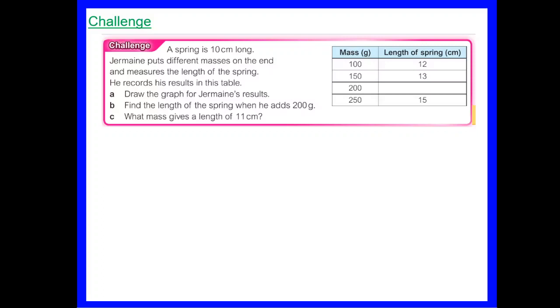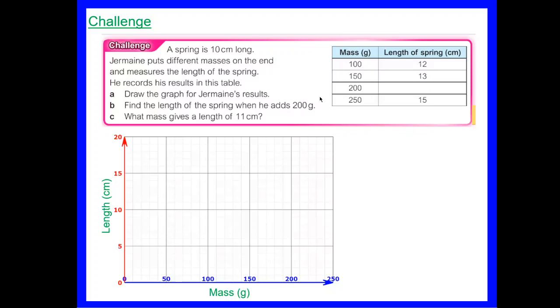Okay, so let's start off by drawing the graph of Jermaine's results then. So we've got our mass, which needs to go from 100 to 250, and we've got our spring length, which has to go from at least 12 to 15. Now it's up to you which way round you draw the axes. I've put the mass along the x-axis and I've put my lengths on my y-axis. I've made sure I've labelled them so I know which one is which.